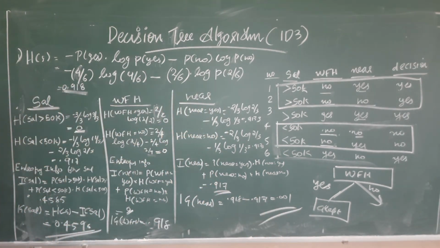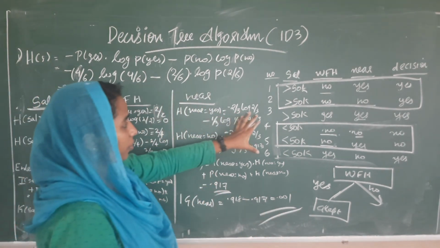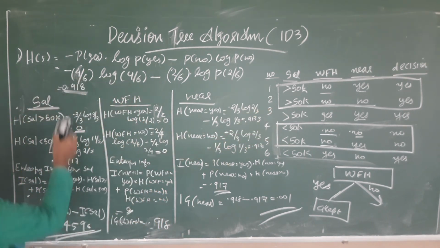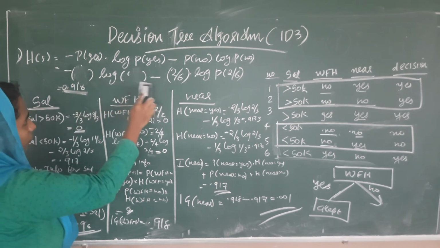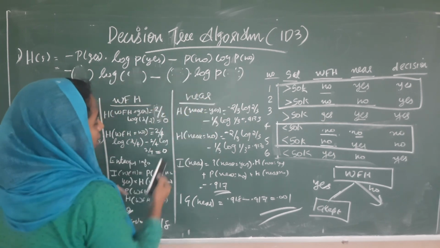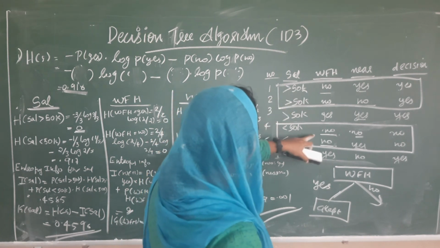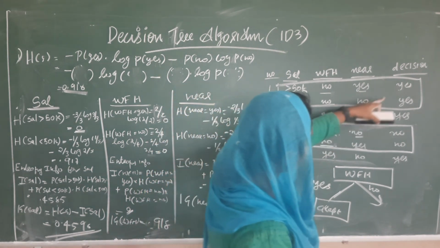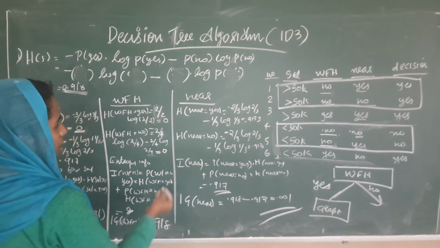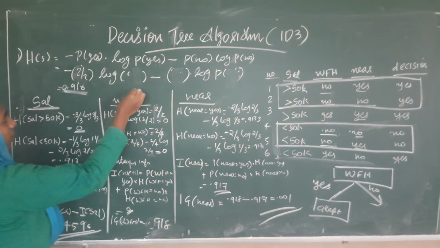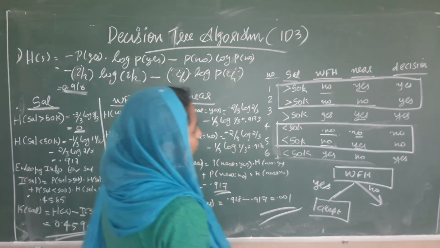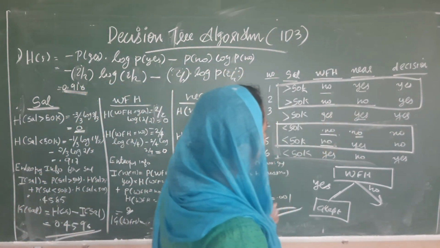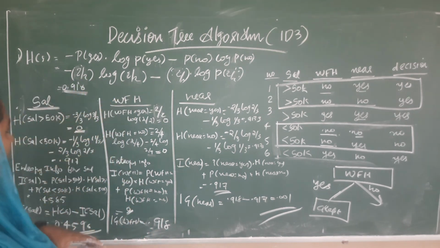Hope the construction of the tree is clear. Let me emphasize this point. When you go for the next iteration, this is no longer 4 by 6 or 2 by 6. Instead, you just have to take these 4 rows, and in these 4 rows there are 2 yeses and 2 no's. So that is 2 by 2 log 2 by 2 and 2 by 2 log 2 by 2, because there are 2 yeses and 2 no's. Okay, so that is how you should calculate the entropy of the data set for the next iteration.